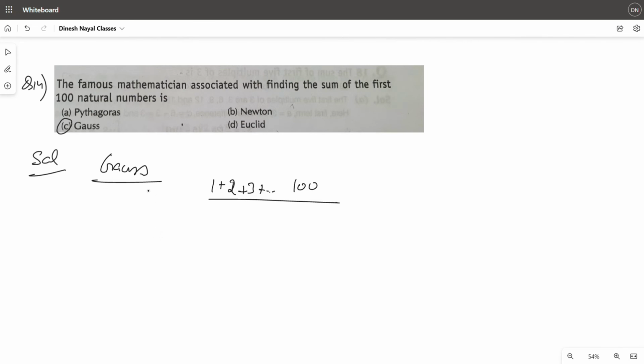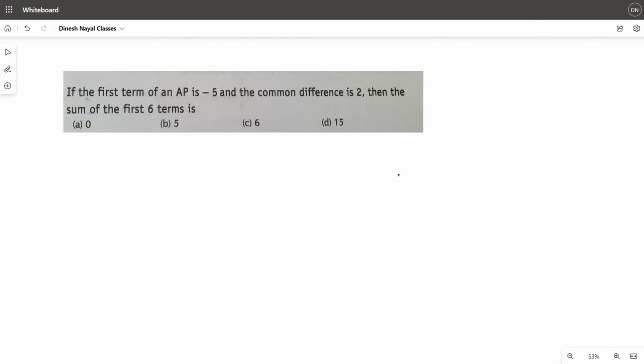Now moving on to the next question, which is question 15. If the first term of an AP is minus 5 and the common difference is 2, then the sum of the first 6 terms is. They have given the first term as minus 5. So a is minus 5 and the common difference is 2.